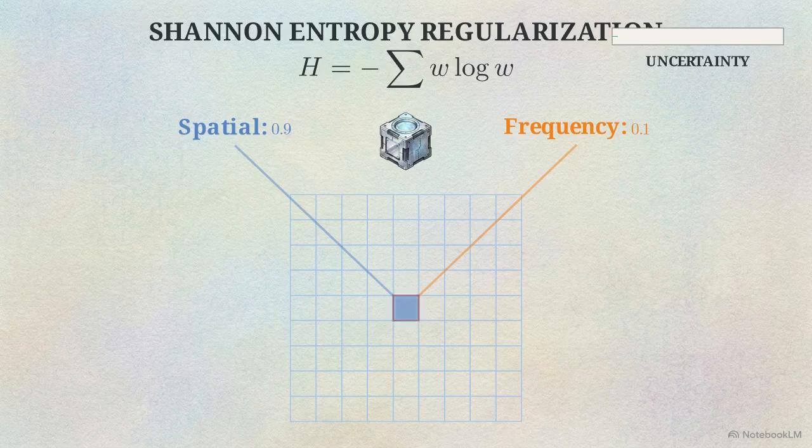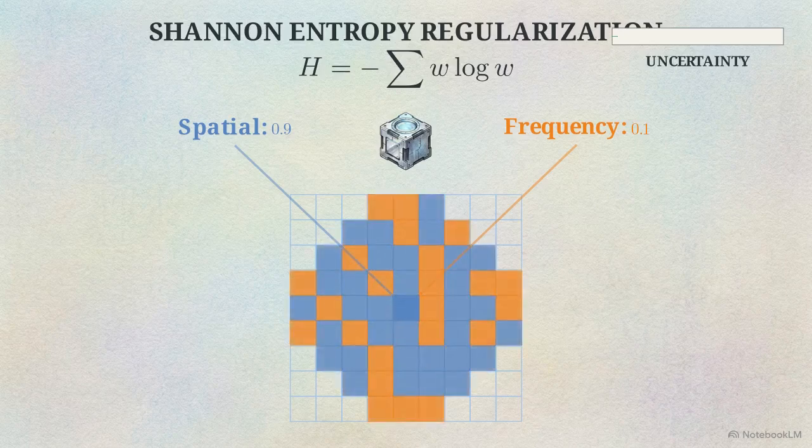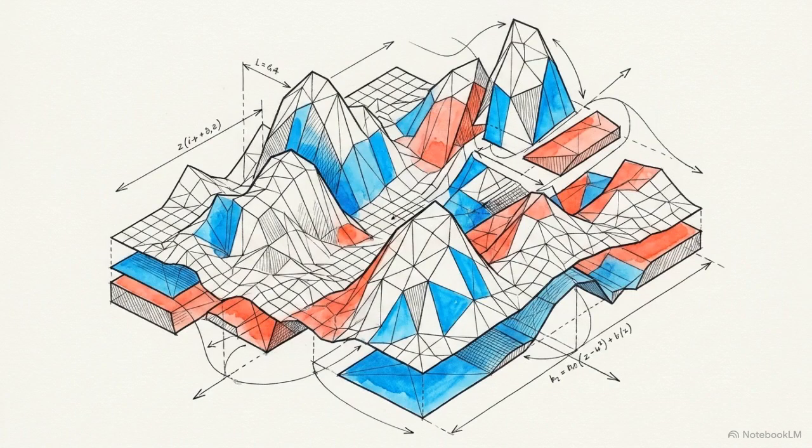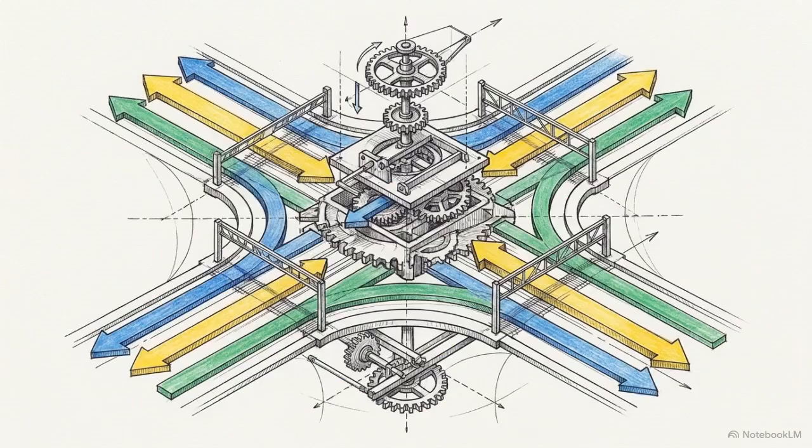Consequently, the network is forced to make a decisive extreme choice, like a hard 90-10 split, choosing either the frequency or spatial path for every individual pixel. These hard routing decisions are not arbitrary. They are calculated dynamically, pixel by pixel, based on the local contextual needs of the image geometry. Entropy regularization acts as a mathematical traffic controller.